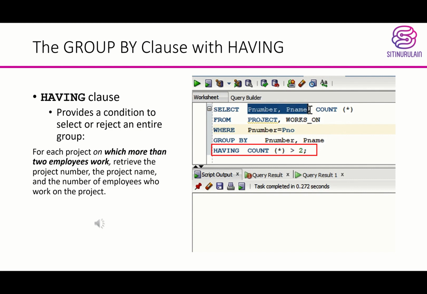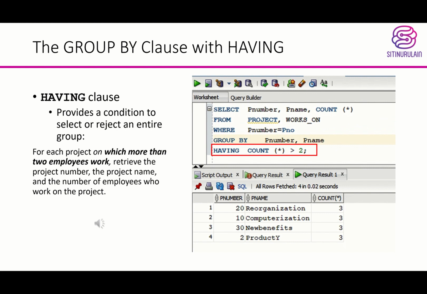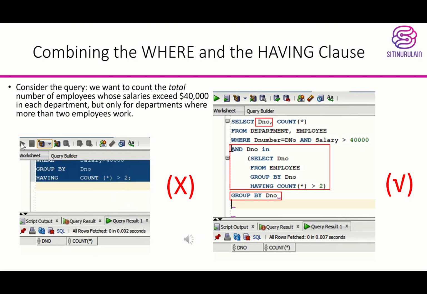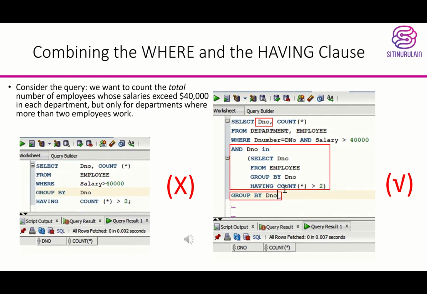For example, for each project on which more than 2 employees work, retrieve the project number, the project name, and the number of employees who work on the project. The slide shows how we can combine the where and the having clause in a query. Consider the query: we want to count the total number of employees whose salaries exceed $40,000 in each department, but only for departments that have more than 2 employees. The right query is the correct one.